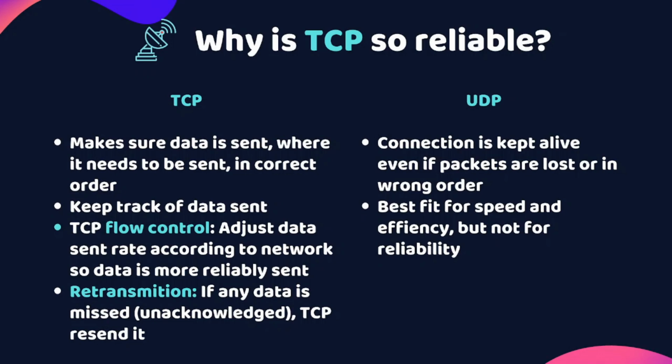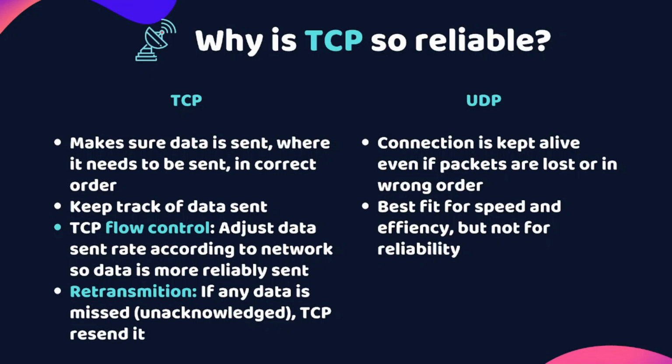TCP handles these issues by controlling the flow of data. It will adjust the speed at which data is sent, so it can send it as quickly as possible without losing too much along the way, even if the network gets slower. Like if your Wi-Fi signal weakens or the device you are communicating with becomes overloaded, TCP will slow down to ensure the data still arrives properly. This process is called flow control.